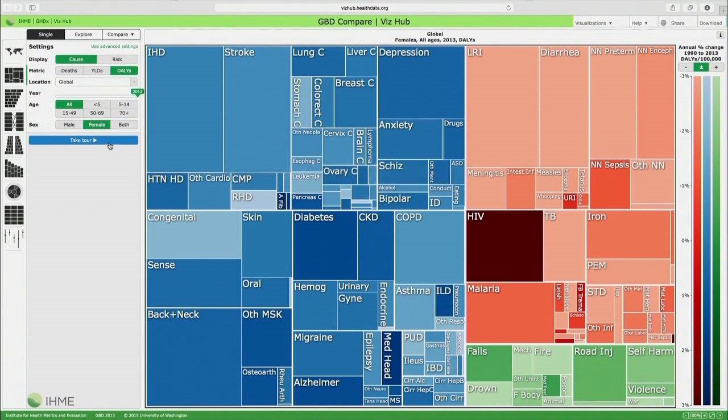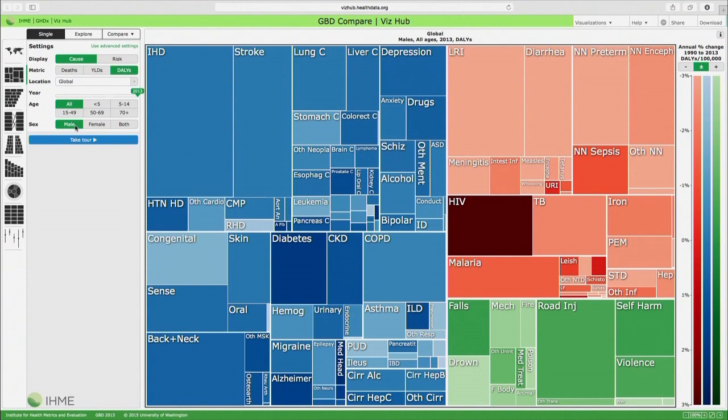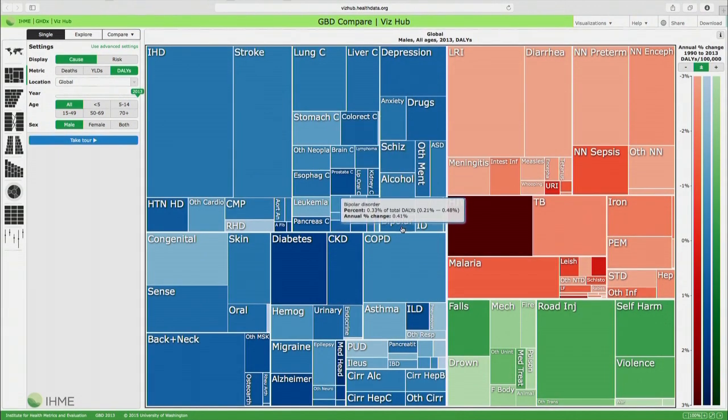Now let's take a look at men globally. And here we see, in fact, quite obviously, that globally, the burden of these disorders is higher for women than it is for men. For men that year, it was about 1.8 for depressive disorders, 0.6 for anxiety disorders, 0.6 for schizophrenia, and 0.3 for bipolar disorders.